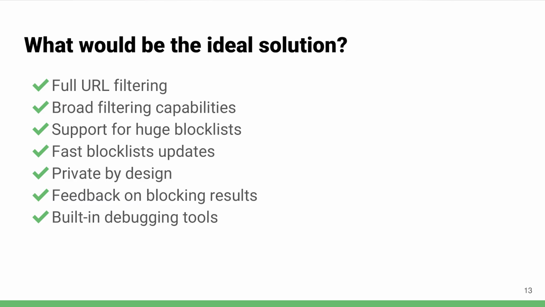Fourth, updates must still be fast and efficient. And of course, it must be private by design, meaning we shouldn't need to know which websites a user visits. We just apply the rules locally. And still, the system should give us some kind of feedback, at least for basic stats. And finally, the last one, but also very important, we need proper debugging tools for both developers like us and for filter maintainers to troubleshoot their rules effectively.